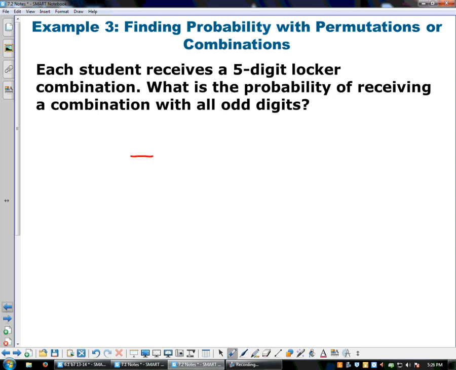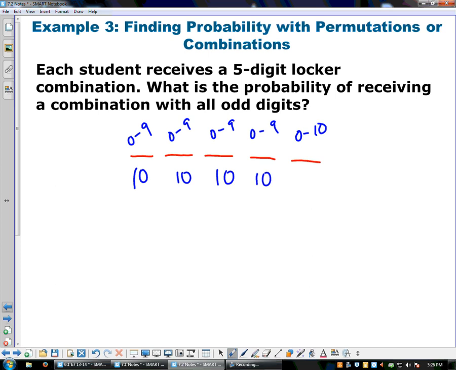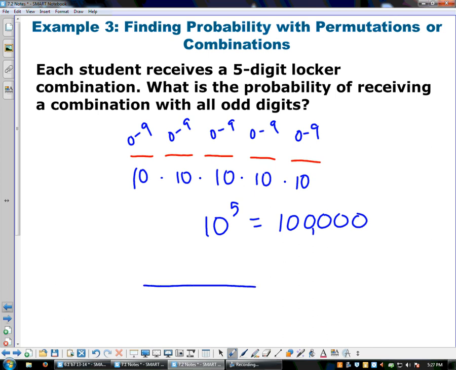So again, we need to figure out how many different options we have. If we have 5 digits and we can put any digit in there, we have 0 to 9 for each, so that's 10 options for each of them. If we find all the possibilities, 10 times 10 times 10 times 10 times 10, or 10 to the 5th, with 5 zeros, that gives us 100,000 different possibilities for these locker combinations.